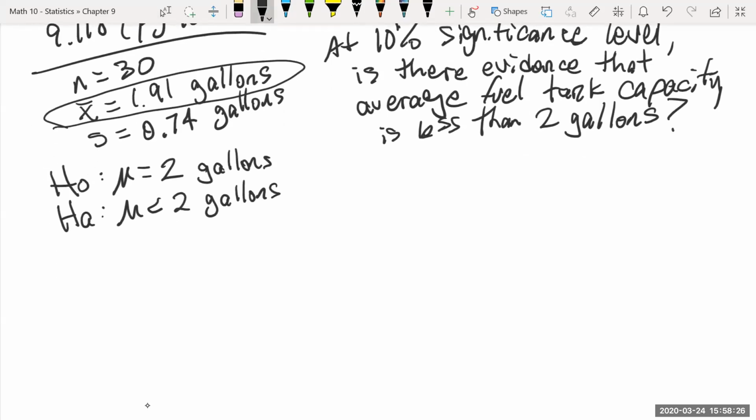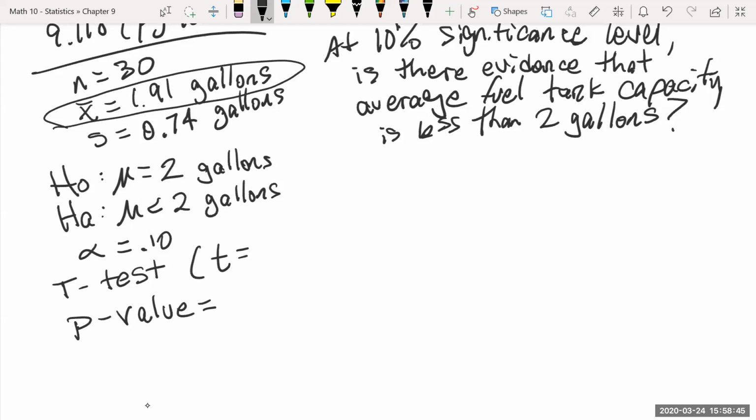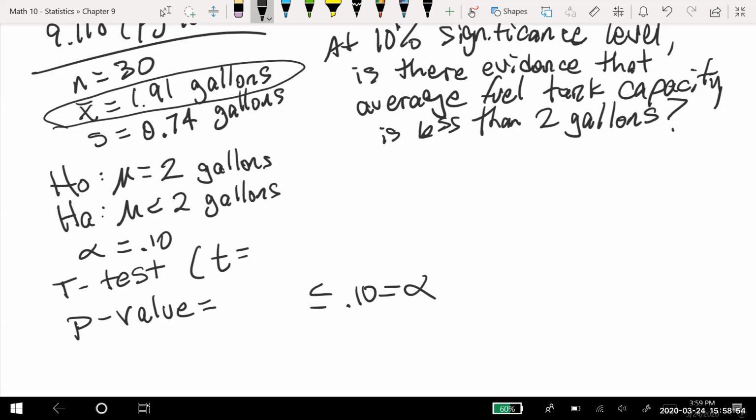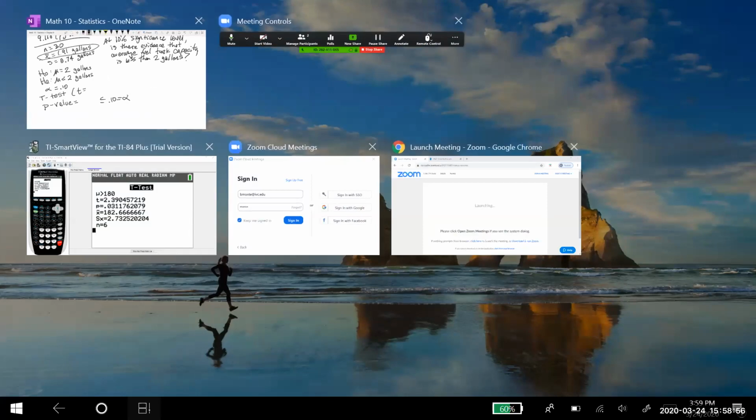Well, the something else would be that the actual population mean is less than 2 gallons. All right, so we go there. The alpha they gave us is 10%, so 0.10. We're doing a t test because we don't have sigma. We have s, the sample standard deviation. So we'll figure out what t is, and we will figure out our p-value. We're going to compare that to the 0.10, which is alpha, to make our conclusion. All right, so now let's flip back over and get the calculator out so we can do the calculations.